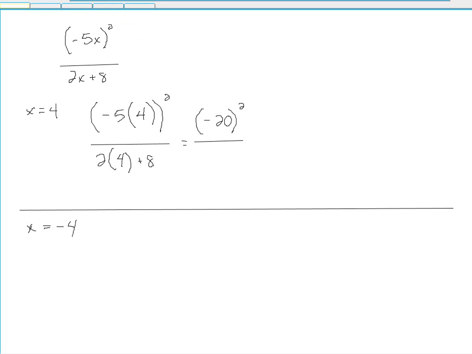Down the bottom you got 2 times 4, which is 8, plus another 8. That's going to give you 16 down there. Up top you got negative 20 squared. That's negative 20 times negative 20, which is a positive 400.